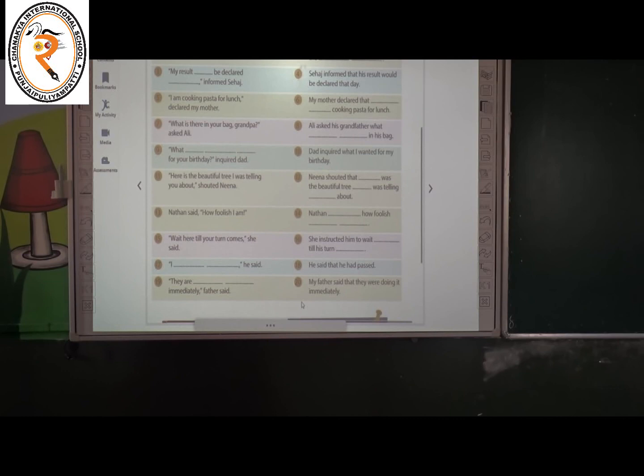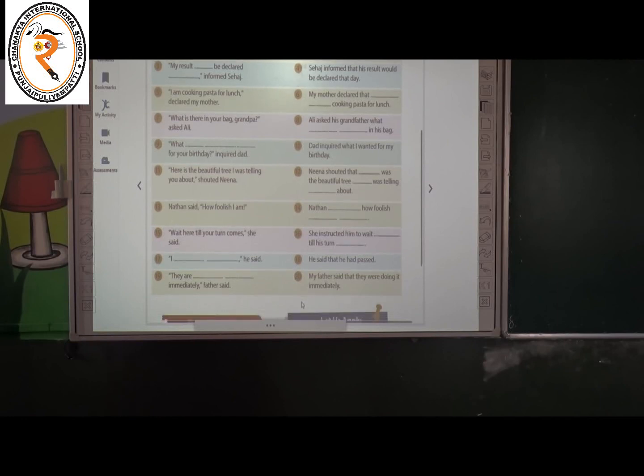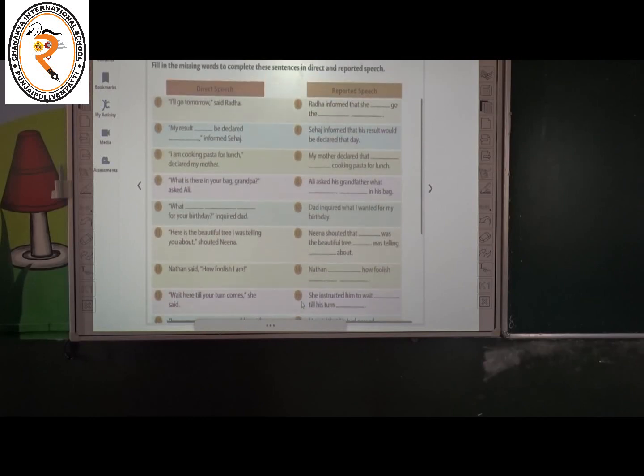And the 17th one. I have passed, he said. What is there in the direct speech? I have passed. So what will come in the first fill up? It is have, and the second one is passed. And in the reported speech it comes: He said that he had passed. Okay. The 19th one: They are doing it immediately for the sale. See the reported speech: My father said they were doing it immediately. So what will come in the direct speech? They are doing it immediately for the sale. So the first fill up is doing, and the second fill up is it. Okay. So this is about direct and indirect speech.